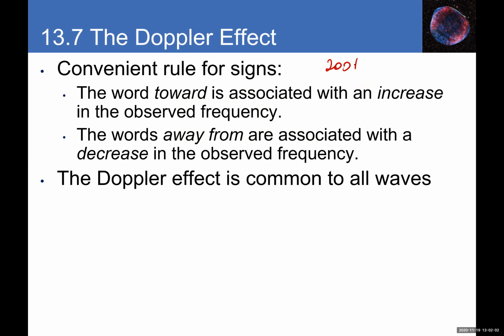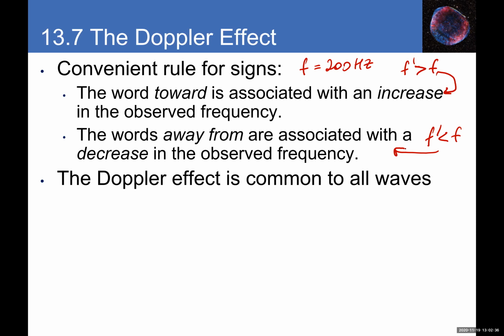So let's say 200 hertz is the original frequency. Then f prime, which is the apparent frequency, will be greater than the original frequency for the first case, if the source and absorber are moving toward each other. But f prime is less than the original frequency when the source is moving away or the absorber is moving away from the source. So basically they're moving away from one another.